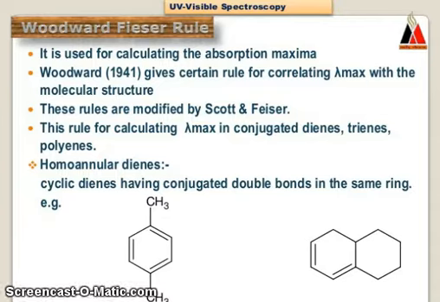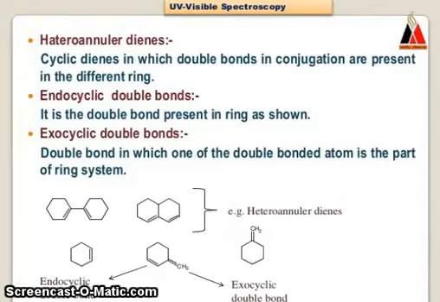This rule for calculating lambda max applies to conjugated dienes, trienes and polyenes. Homoannular dienes are cyclic dienes having conjugated double bonds in the same ring. Heteroannular dienes are cyclic dienes in which the conjugated double bonds are present in different rings. Endocyclic double bonds are double bonds present in the ring as shown. An exocyclic double bond is one in which one of the double bond atoms is part of the ring system. So you can see the heteroannular dienes, and you can see the exo double bonds and endocyclic double bonds.